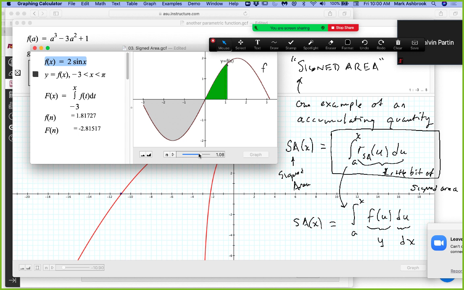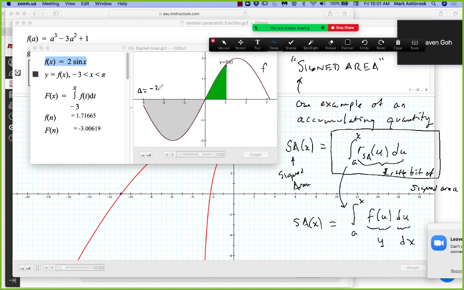So right here, at this value of x, say 1, what can you tell me about the value of the signed area at x equals 1? If a is negative 3. So we're going to start at a equals negative 3. What about the signed area at 1? What can you tell me? The accumulation of all signed areas at x equals 1 starting from negative 3 would be less than 0. Okay, he's saying that the accumulation of signed area starting from negative 3 up to x equals 1 is less than 0. Negative. What about the rest of you?